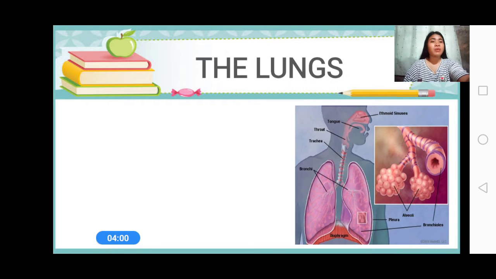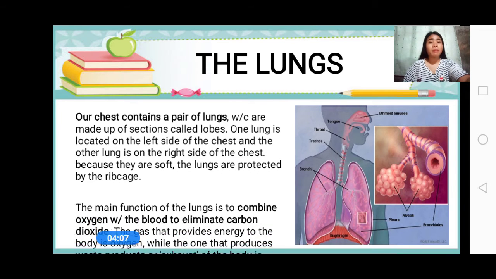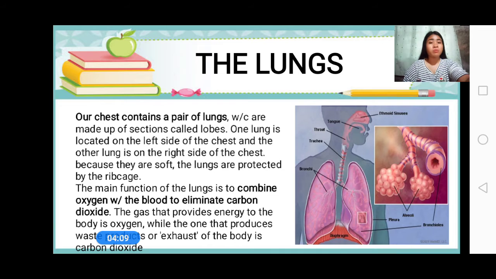Okay, and then we have the lungs. So, our chest contains a pair of lungs, which are made up of sections called lobes. Now, the main function of the lungs is to combine oxygen with the blood to eliminate carbon dioxide. Okay, so what is the main function of the lungs? To combine oxygen with the blood to eliminate carbon dioxide.